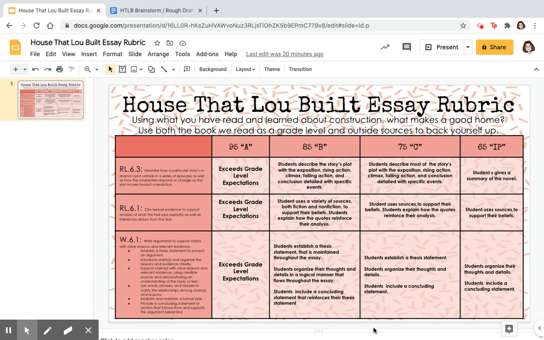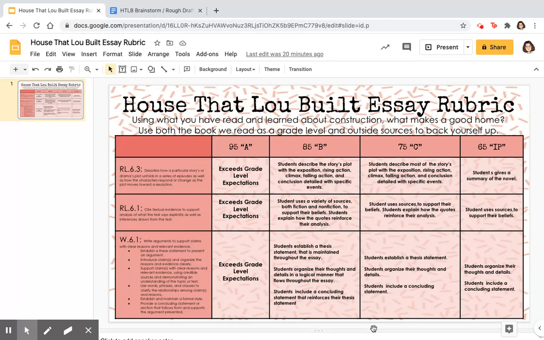Talking about our House That Lou Built essay, we first need to know about our rubric. So we are using what we have read in our book and about the construction that we've done in advisory to decide what makes a good home. We'll use both the book as we read as a grade level and outside sources to back us up. So this is available in the turn-in area if you need to look at it.